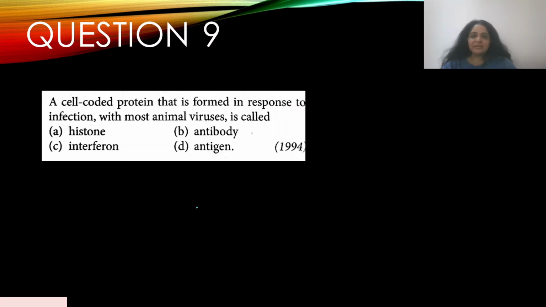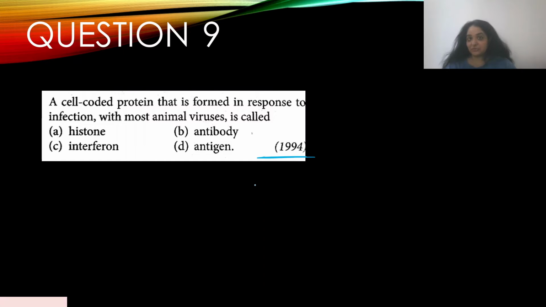Okay, so question number 9. A cell-coded protein that is formed in response to infection with most animal viruses is called, this appeared in the year 1994. A, histone, B, antibody, C, interferon, D, antigen.